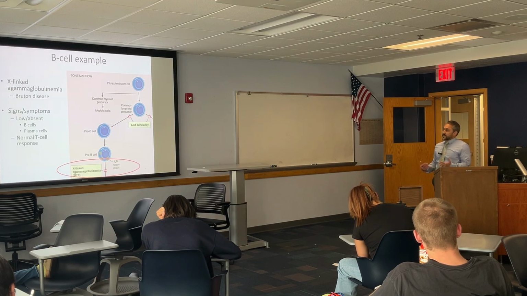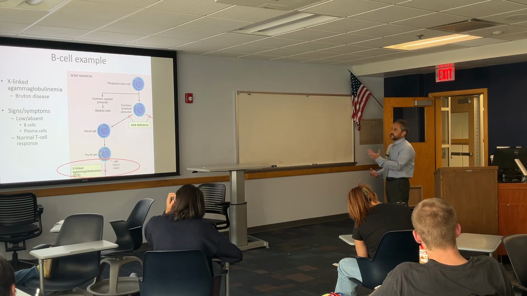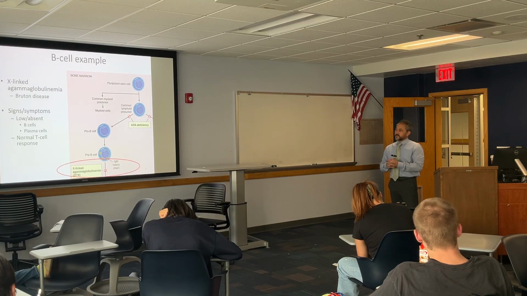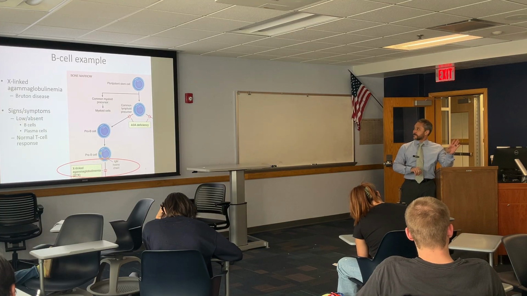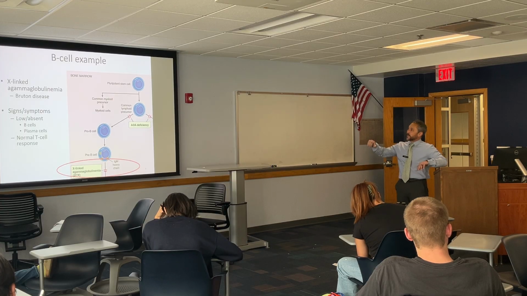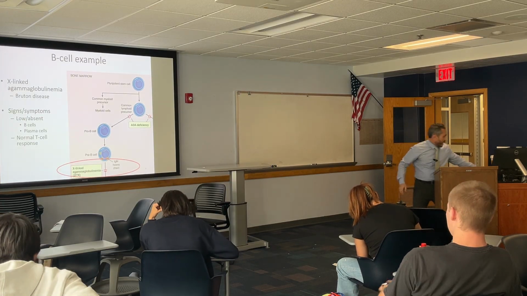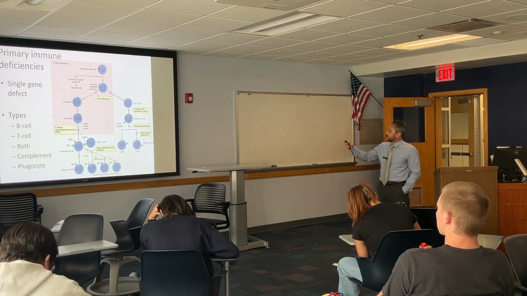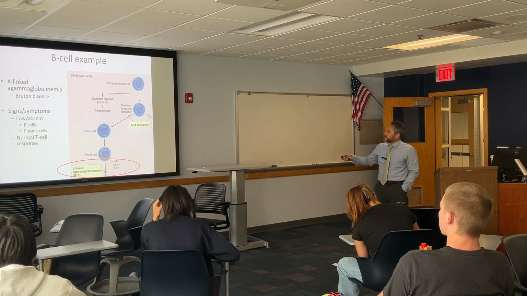So the signs and symptoms of patients that have Bruton's disease or Bruton's disorder is they may have low or no B cells and plasma cells, but they have a very normal T cell response. And so you can see from this flow chart, from the bone marrow is where we are, right? In this graph, we're in the bone marrow, and that's this pink box. This pink box is the bone marrow. So we're in the bone marrow.